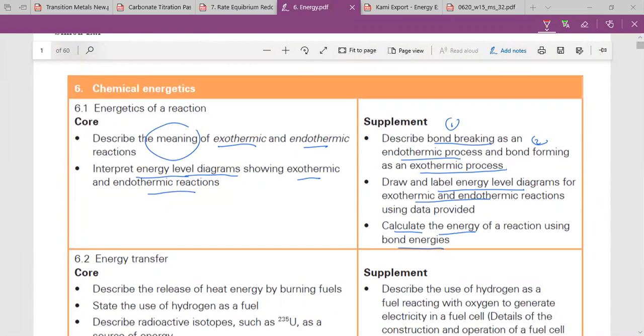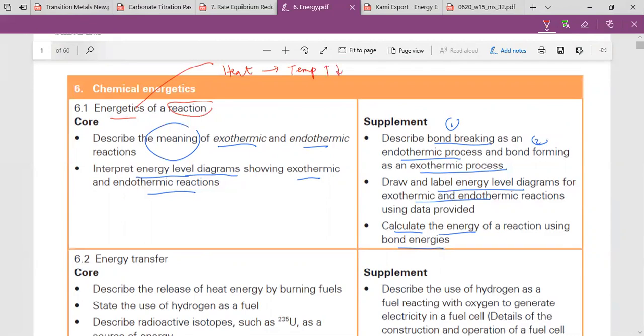So in this case here, energetics of a reaction, chemical reaction. Energy means change. Basically here we talk about heat energy. And of course, how to measure heat energy? By temperature, increase or decrease of temperature.